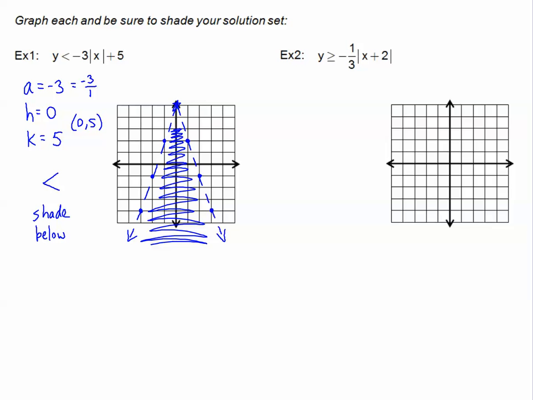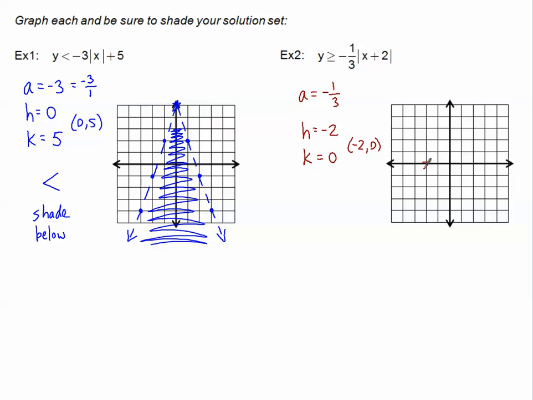Example 2. I see the equal to part, so that's good. I know I'm going to have a solid line. Let's pick off a, h, and k. a is -1/3. h this time is -2. Remember, it's always the opposite of the symbol here, so that h is -2. And since I don't see a k out here or a number out here, k must be 0. So our starting point this time is -2, 0.